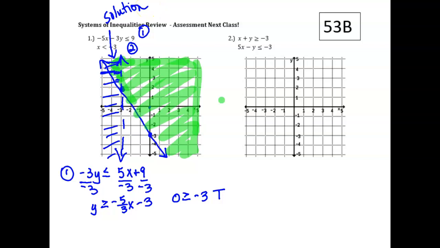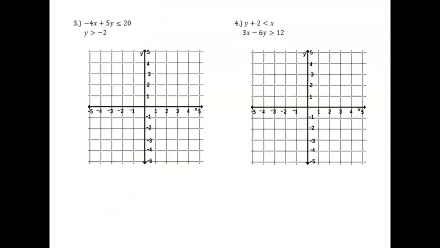Okay, so number 2 would be done the same way. I'm not going to do it for you. You got to practice that. Same with 3 and 4. You're just putting them both into slope-intercept form, and you're graphing. So don't forget to flip the sign if you multiply or divide by a negative.